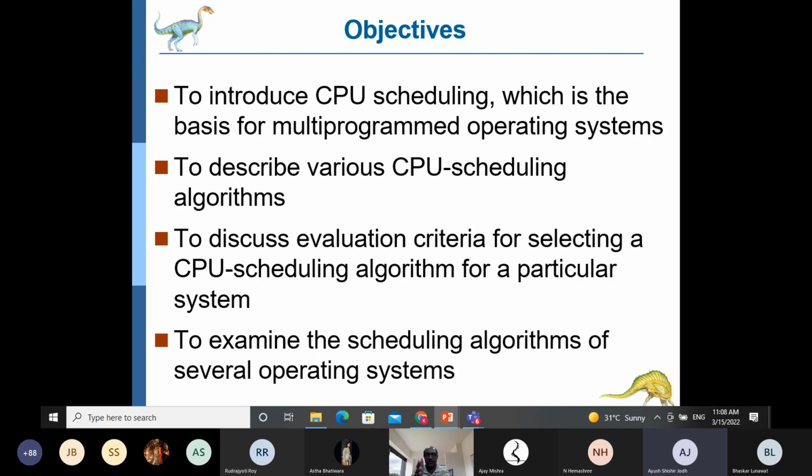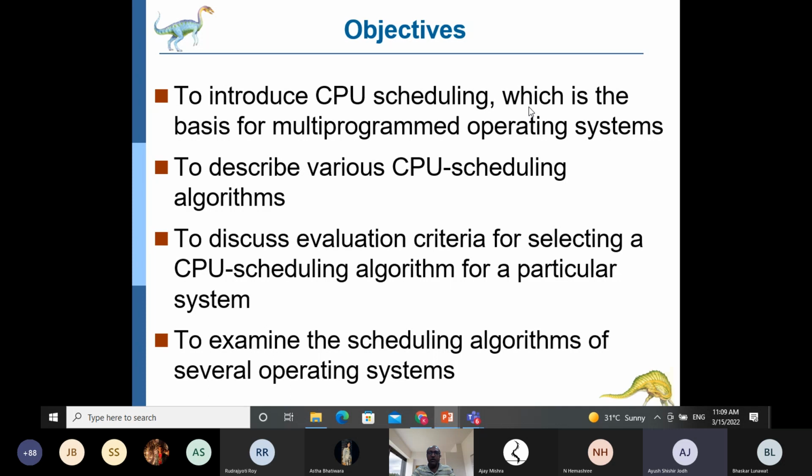But here in this context, we try to focus on process scheduling, meaning how the processes are scheduled for the CPU's execution. Sometimes you can call it CPU scheduling also, because the CPU will be scheduled to the various processes to support multi-programming or multitasking, right?